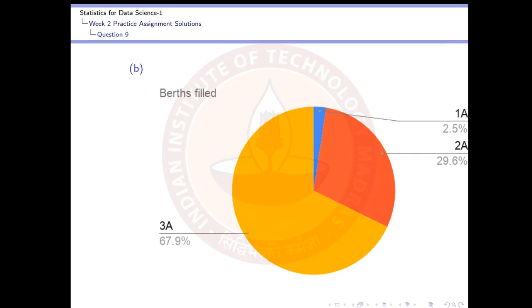For option B, it must be equal to 2.47. That is approximately equal to this, and it must be 29.6%. It is right. And 3 Buds will be 67.9%, that is again right. So this option is right. This is the pie chart representation of Buds filled.